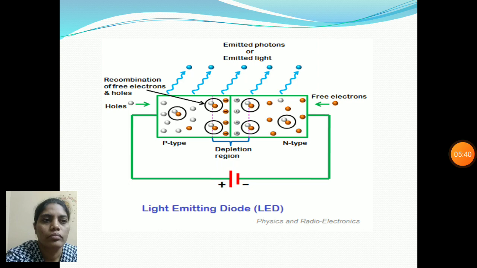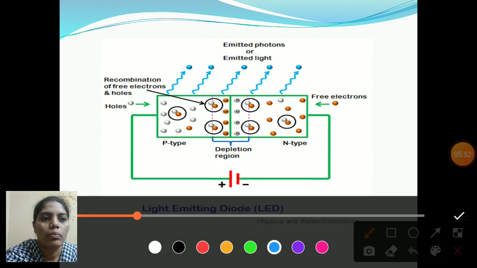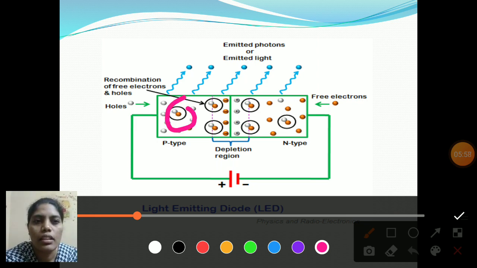Here he is clearly showing us, here we can see the circled parts where we can see both hole and electron.